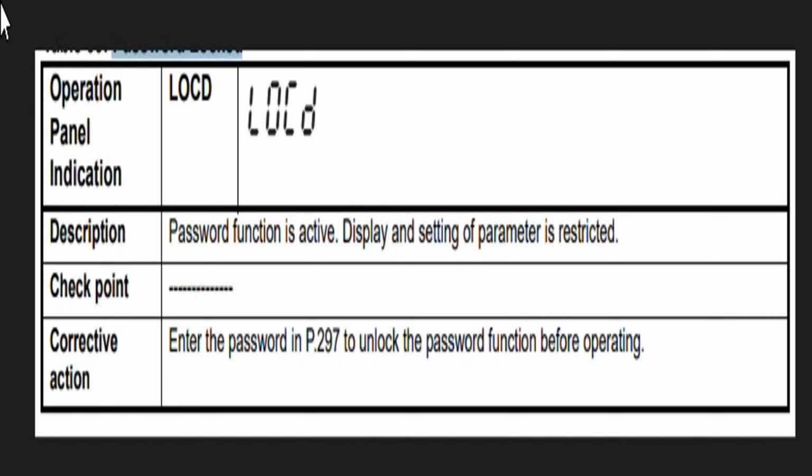This is one normal problem, LOCD. It means the password function is activated. It is to protect your program parameters from a person who is not authorized to work on the VFD. Normally when you do the programming, you set a password at parameter P297. When you enter the right password, this will be opened and you will be able to do the programming.